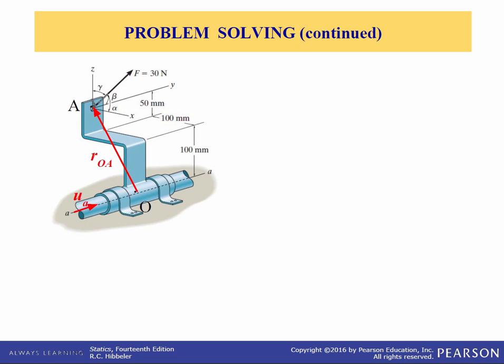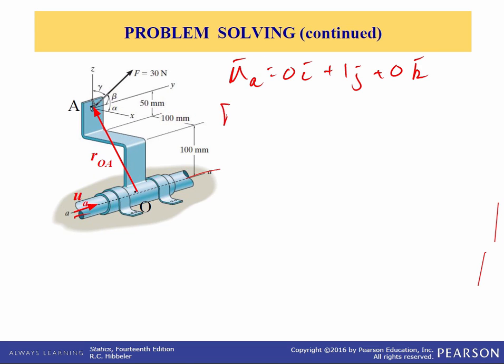Okay, so we want to know the moment projected onto the AA axis. What is the moment about the AA axis? So we need the unit vector, and looks like that's all in the j direction, right? So u sub A is 0i plus 1j plus 0k. Okay.